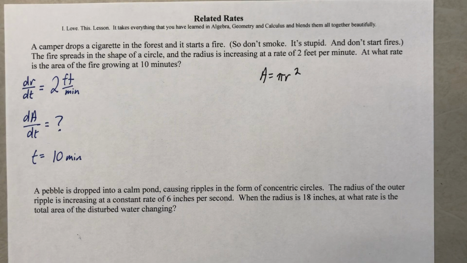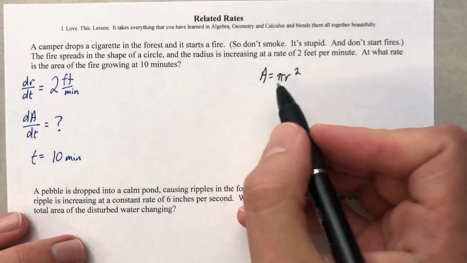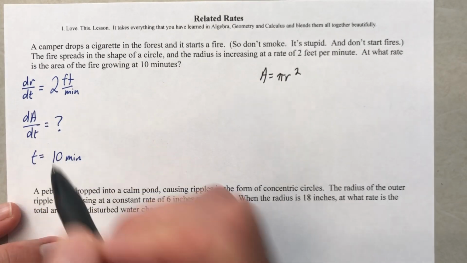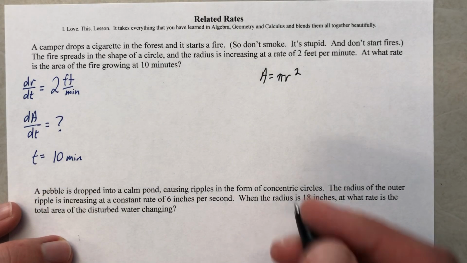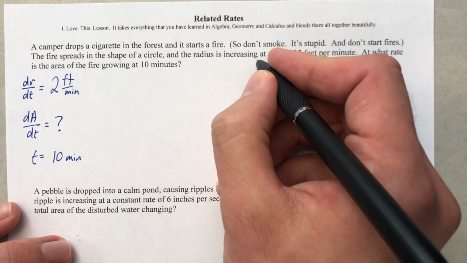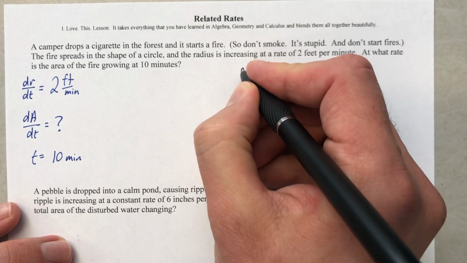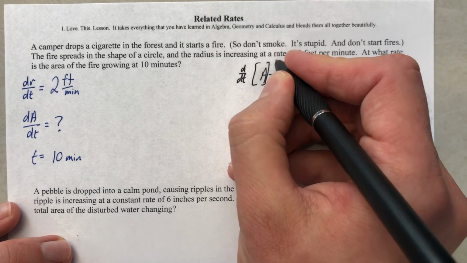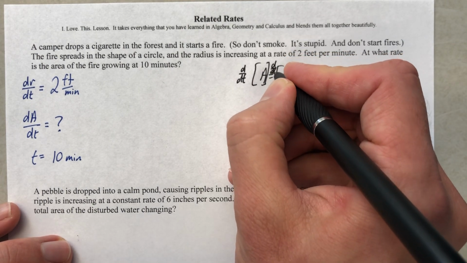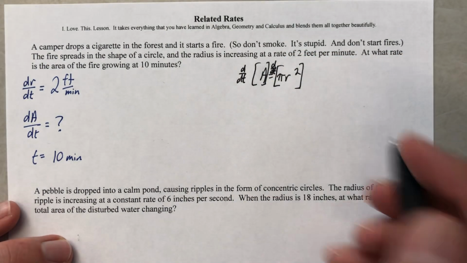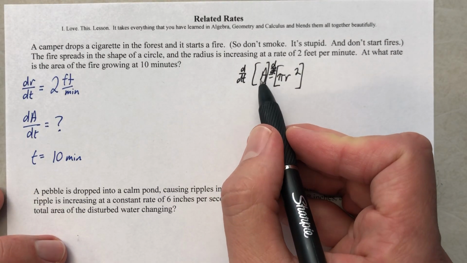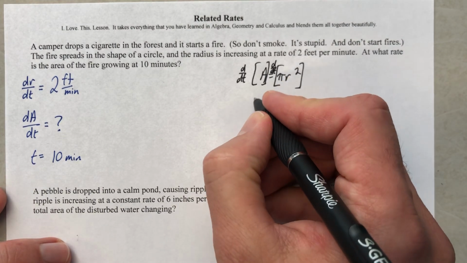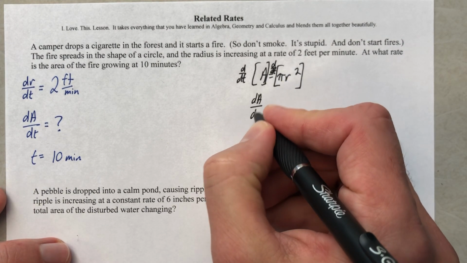So here's what I'm going to do. I'm going to take the derivative of this. Why? Because they gave me some rates, and so I know I'm going to need to. We're going to take the derivative of A with respect to time, and we're going to take the derivative of pi r squared with respect to time. Getting a little sloppy. I'm squeezing it in there. I'm going to d dt this side and d dt this side. The derivative of A is dA dt.